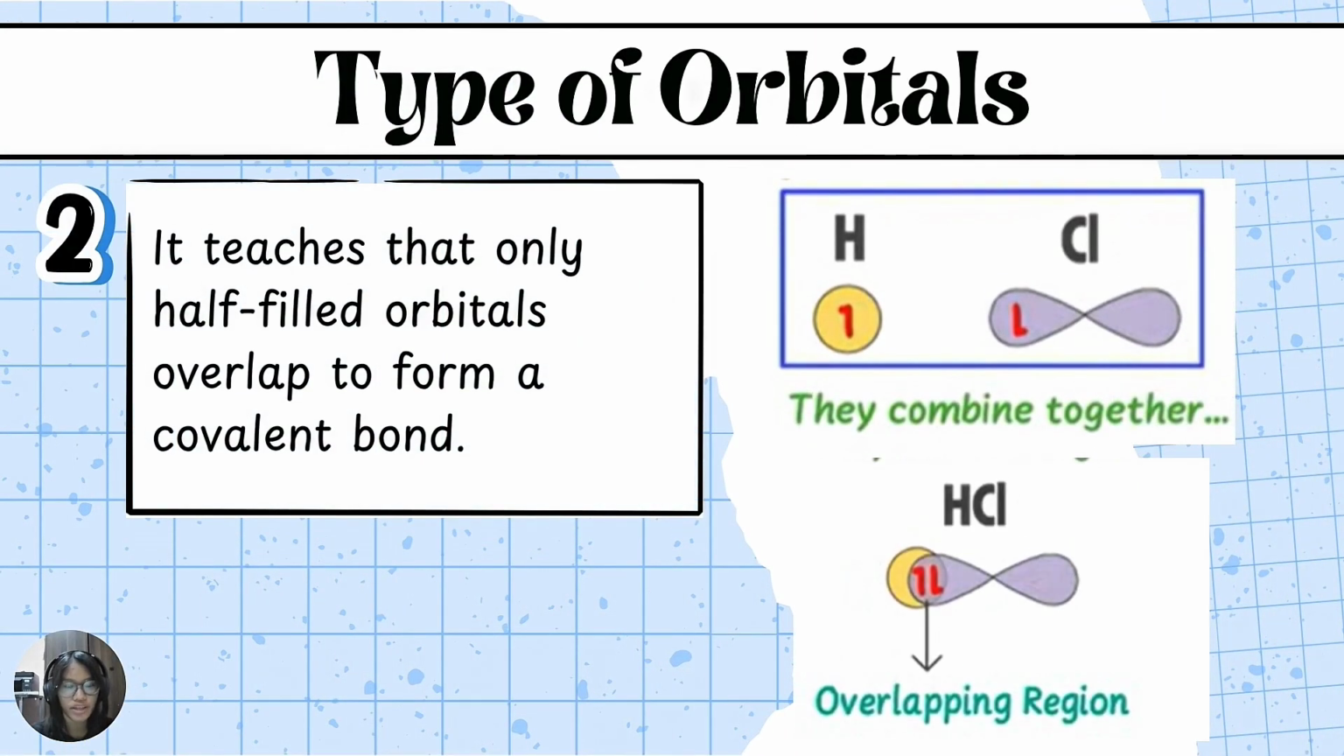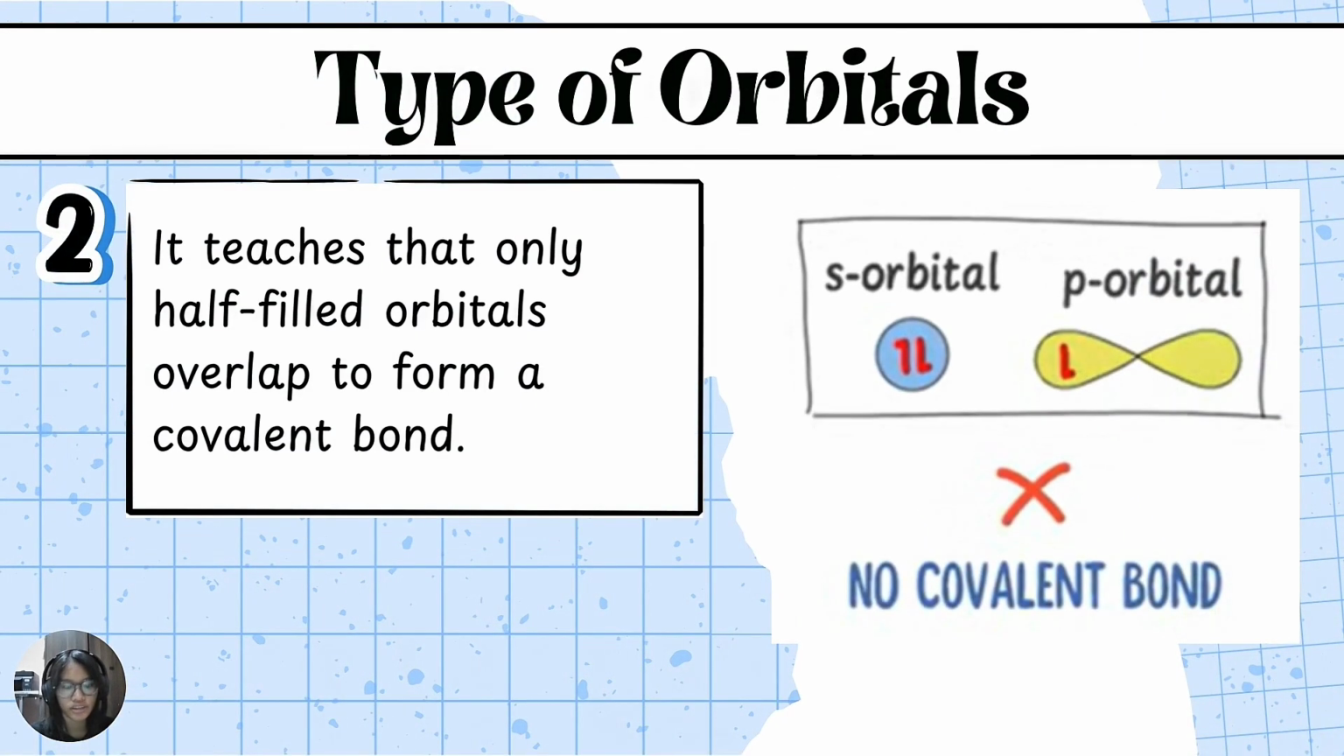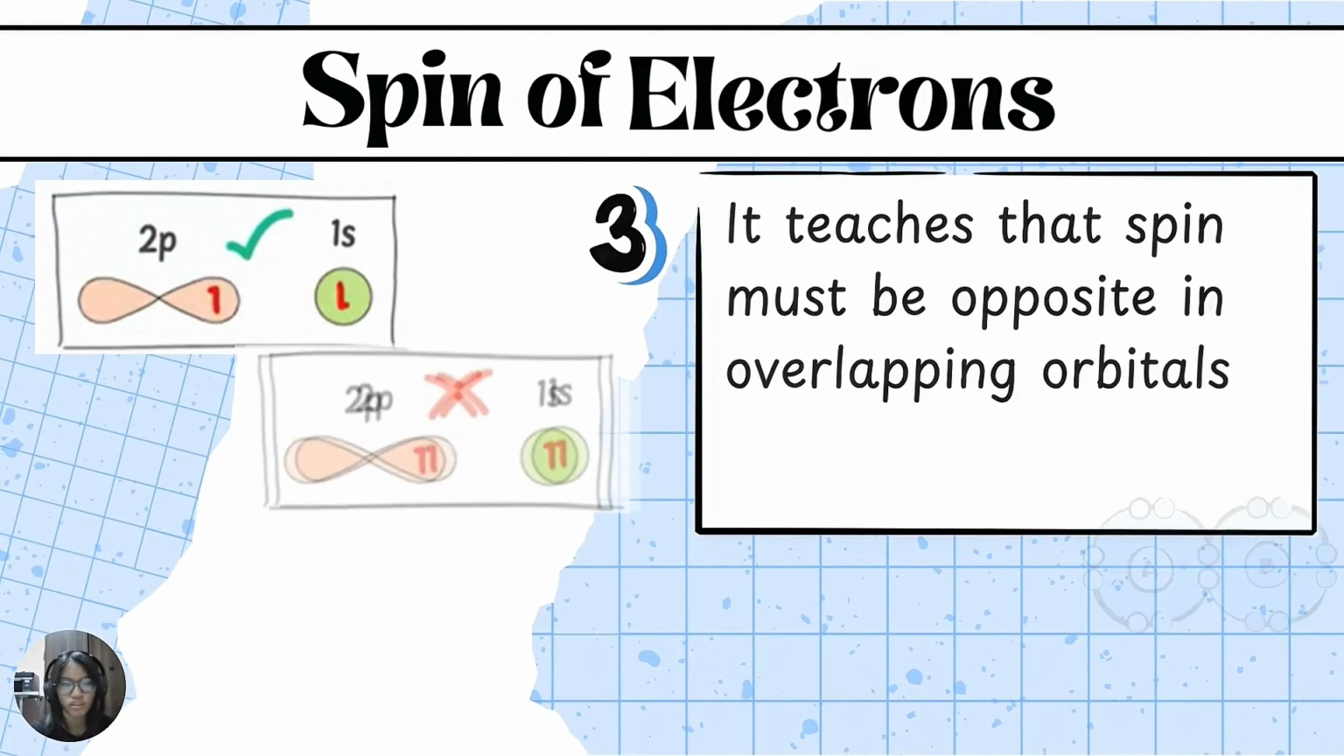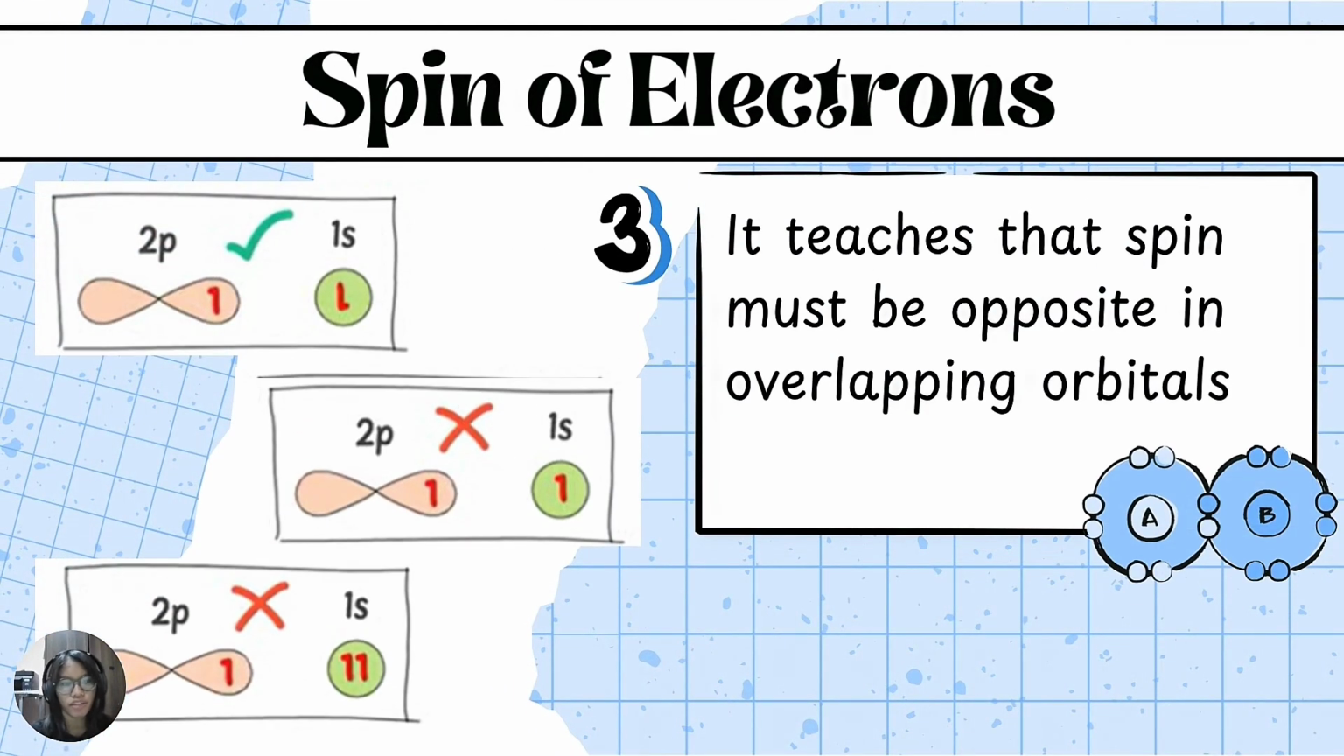The second point is type of orbitals. It teaches that only half-filled orbitals overlap to form a covalent bond. In this first example, both hydrogen and chlorine have half-filled orbitals which forms a covalent bond. While in this second case, the s orbital has two electrons while the p orbital has only one. Covalent bond does not form between them because s orbital is complete having two electrons while the p orbital has only one electron.